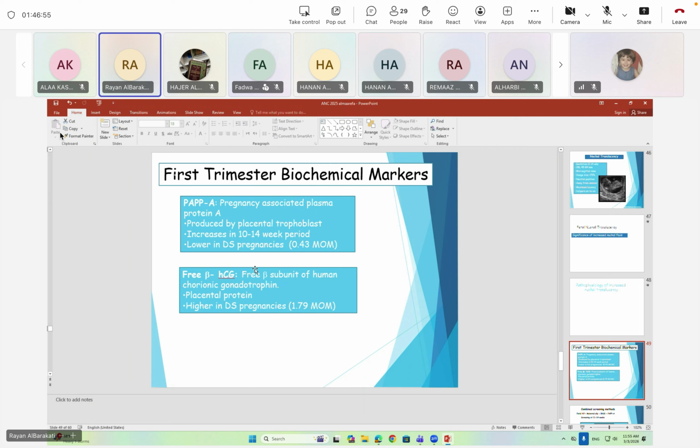What about the beta HCG? Free beta HCG is produced from the placenta. It's a placental protein. And if it is higher than normal, then this can be in a Down syndrome pregnancy, and it will increase by 1.79 multiple of the mean.